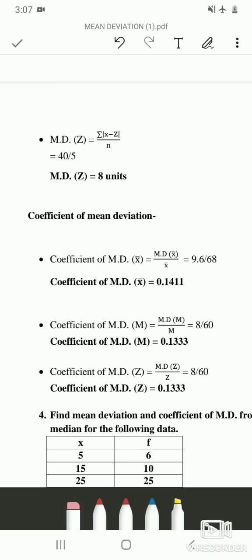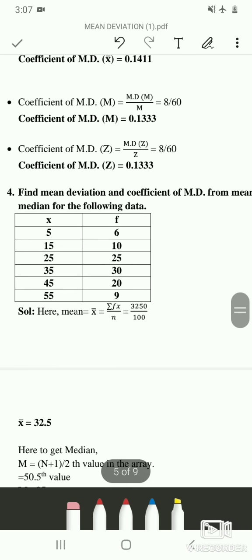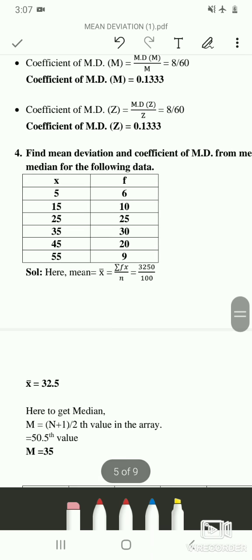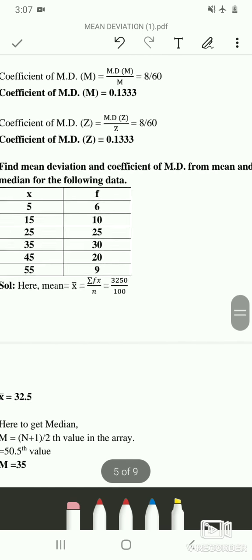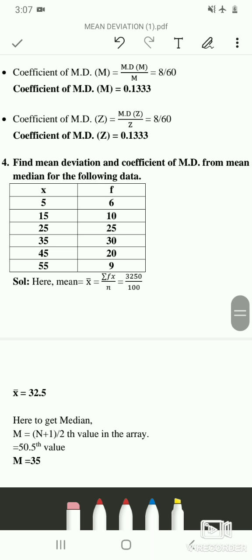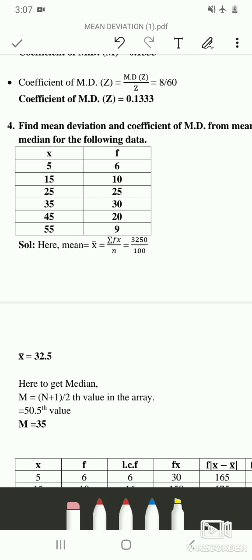So this was in case of raw data. Now let's see how to calculate in case of discrete data. So the question is, find the mean deviation and coefficient of mean deviation from mean and median for the following data. In our exams, most of the time they'll ask to calculate mean deviation either from mean or median. Mode and range, other values, they won't be asking much. And median is very important.